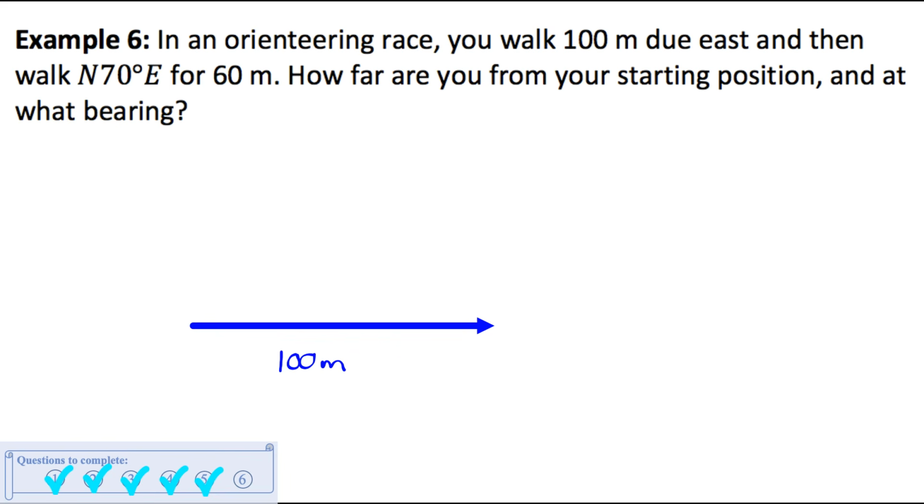And then it says I walk north 70 degrees east. To draw that accurately, let me just draw in an invisible north line. To walk north 70 degrees east, that means from north, my vector is 70 degrees towards east. So it would look like this, and it needs to be shorter than my first vector because its magnitude is only 60 meters. So let's say that's about 6/10 of the other one. And I could fill in some information that I know. I know this is 60 meters. I know that's 90, and I know this is 70.